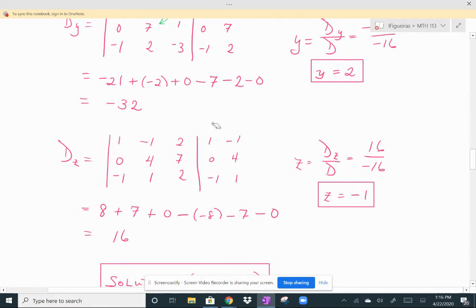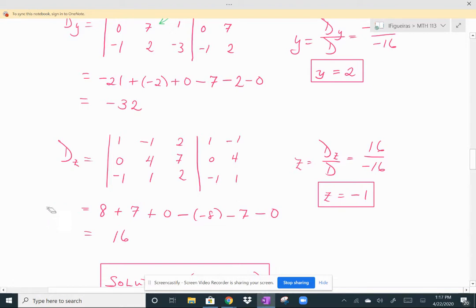All right, so the first product is right here. 1 times 4 times 2 is 8, plus negative 1 times 7 times negative 1 is 7, plus 2 times 0 times 1 is 0. Then we start subtracting. So it's minus 2 times 4 times negative 1 is negative 8, minus 1 times 7 times 1 is negative 7, and then minus negative 1 times 0 times 2 is 0. When you compute that result, you get 16.